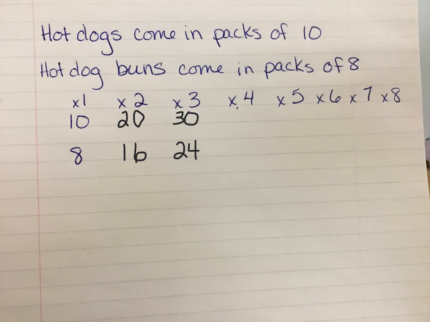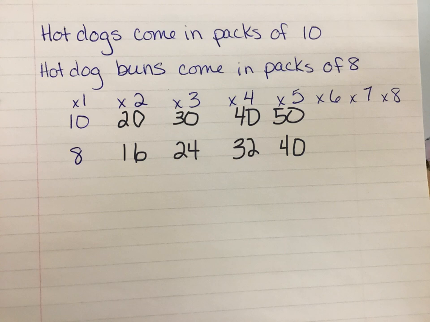4 packs of hot dogs is going to give me 40. 4 packs of buns is going to get me 32. I am still short on my buns to hot dog ratio here. So I'm going to keep going. If I do 5 packs of hot dogs, I'm going to get 50 hot dogs now. If I do 5 packs of buns, I'm going to get 40 buns.